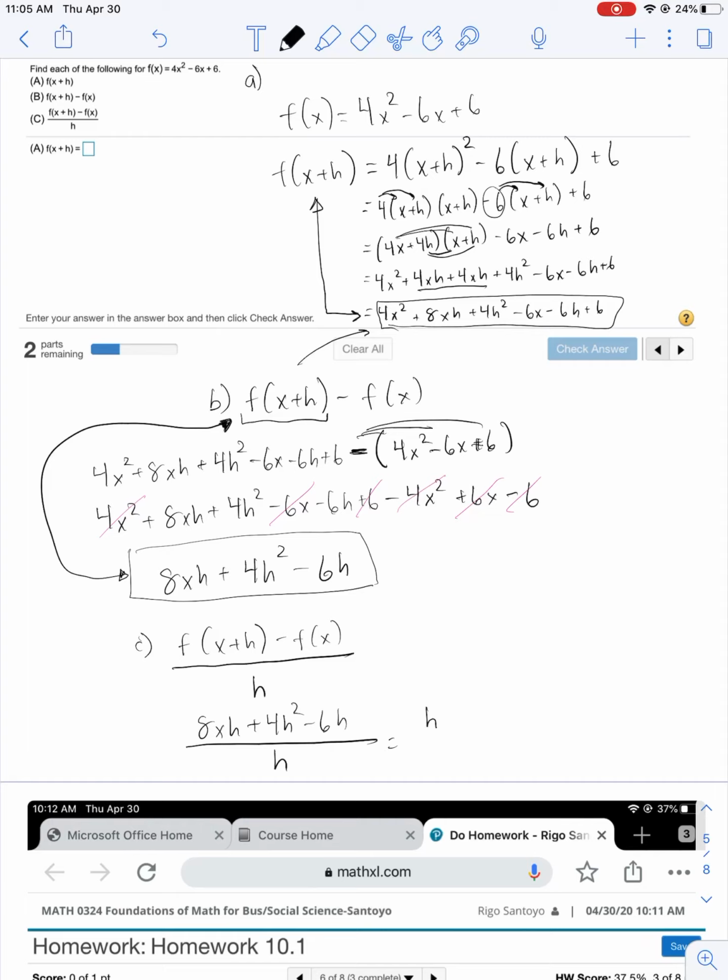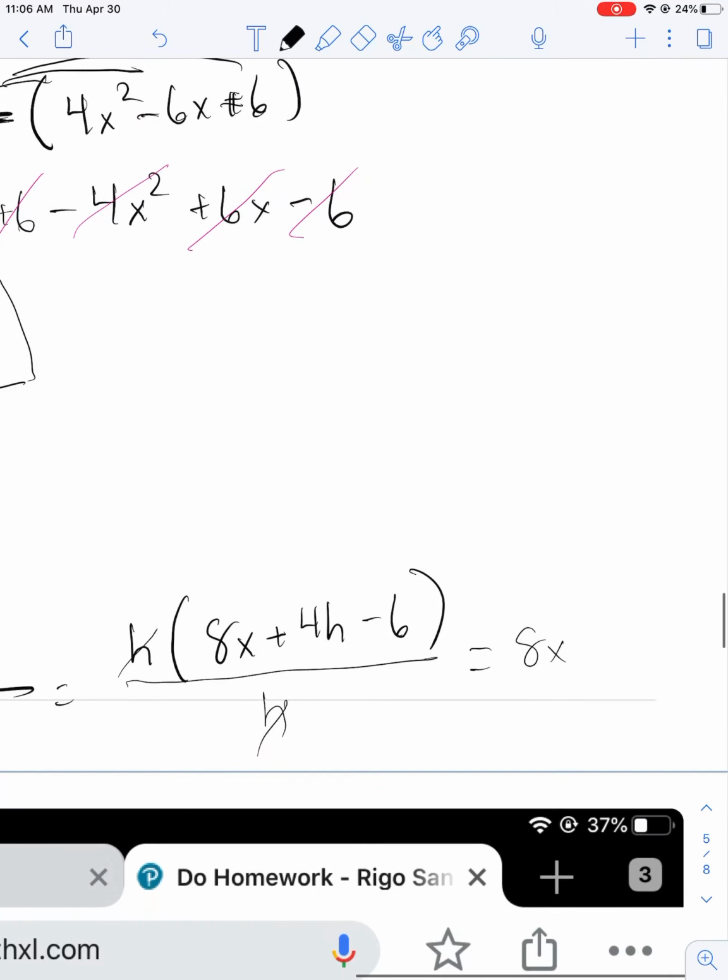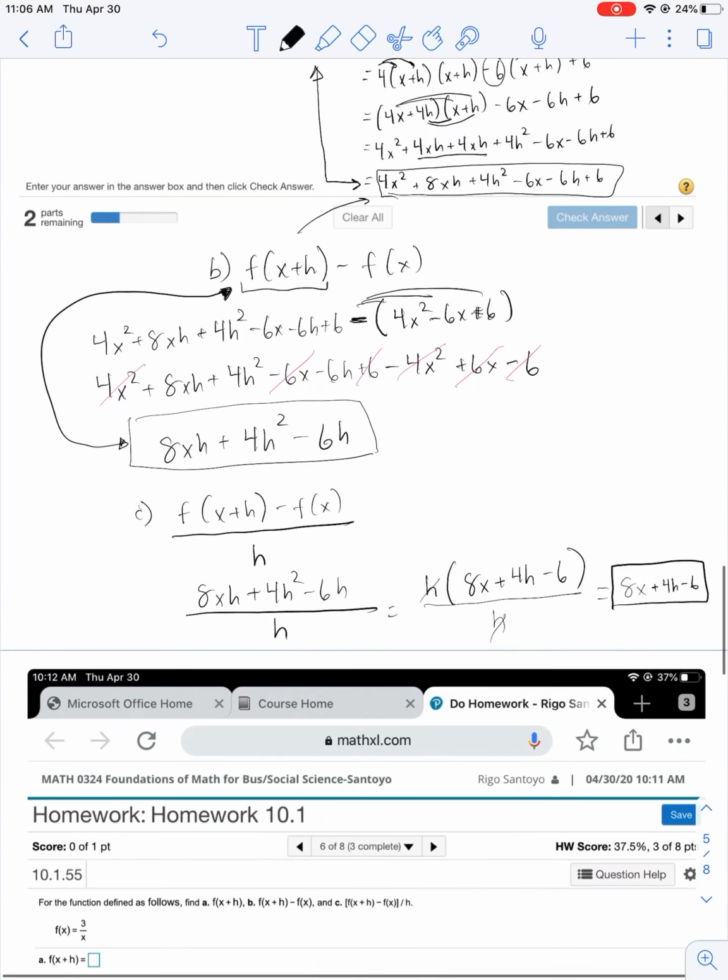I'm going to put an h on the outside of a parentheses, and I'm just going to write 8x plus 4h minus 6. As you can see, what I did is I took an h away from here, an h away from there, an h away from there, and I just put it on the outside. This is called factoring. And I just divide this by h. I just rewrite the bottom. And I see these h's cancel, and our answer here is 8x plus 4h minus 6.